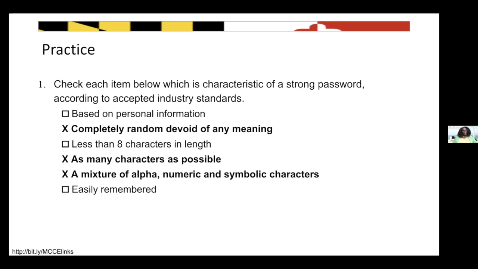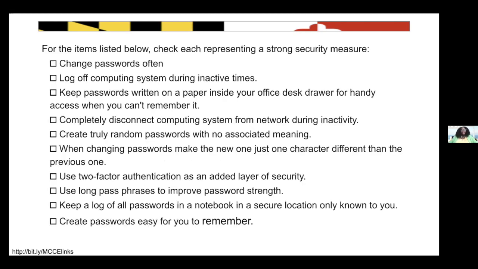Okay, and then I have one that has the answers there for you. Next one, let's see who will take this one. For the items listed below, check each representing a strong security measure. Like the industry standards. This one, if we had time, Diane, this would have been good for them to go into a room and discuss. I can try this one. You'll take this. Let's give them a few more minutes. Okay. Yeah. Thank you so much. And who was that? Claudia. All right.